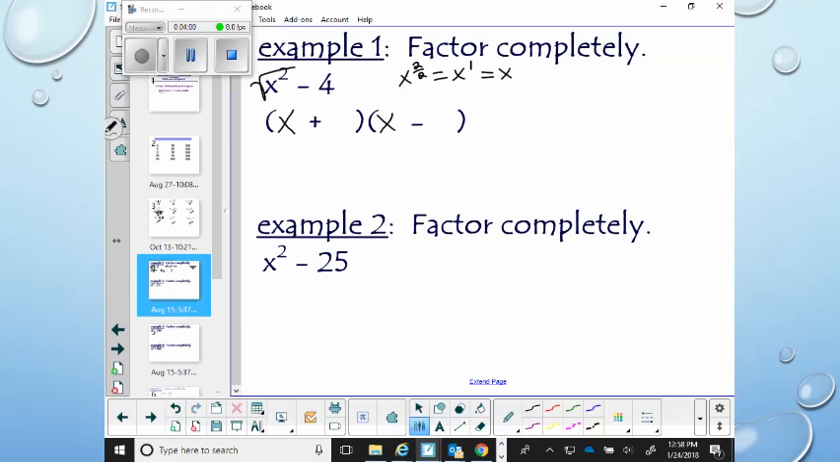And what goes here is going to be the same. It's going to be the square root of the first term. Square root of x squared is x, and it goes in both of these places. Is 4 a perfect square? Okay, what's the square root of 4? 2. So 2 goes here and it goes here. You just factored with difference of squares and you're done.